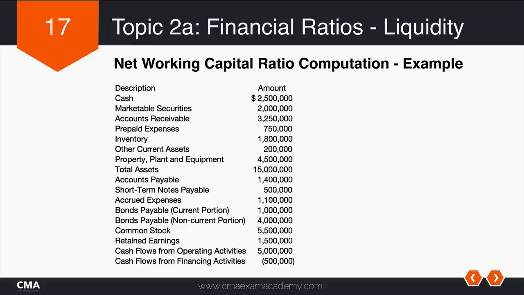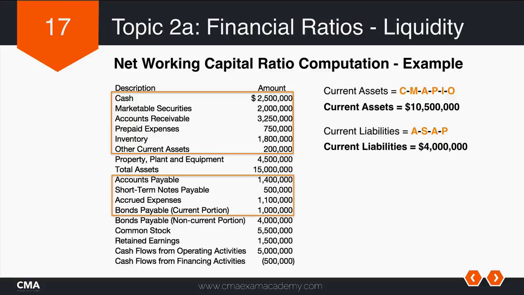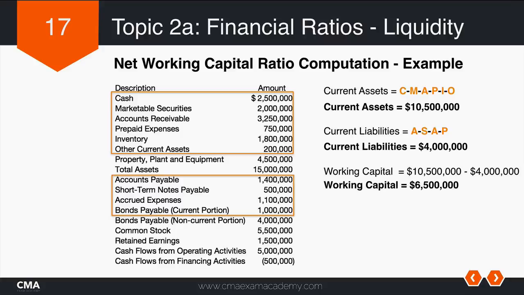As previously computed, the current assets is equal to $10,500,000 and current liabilities is equal to $4 million. Subtracting the current liabilities of $4 million from the current assets of $10,500,000, we will get the working capital of $6,500,000.